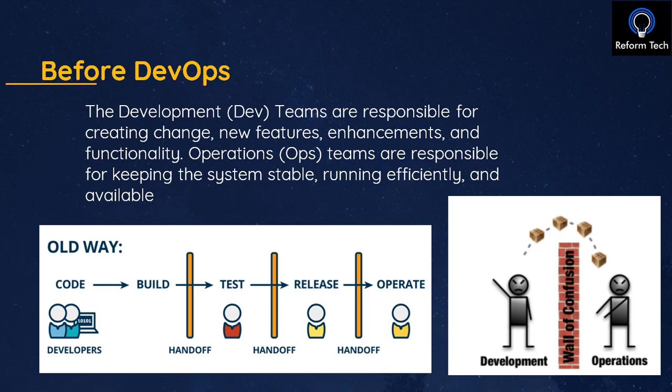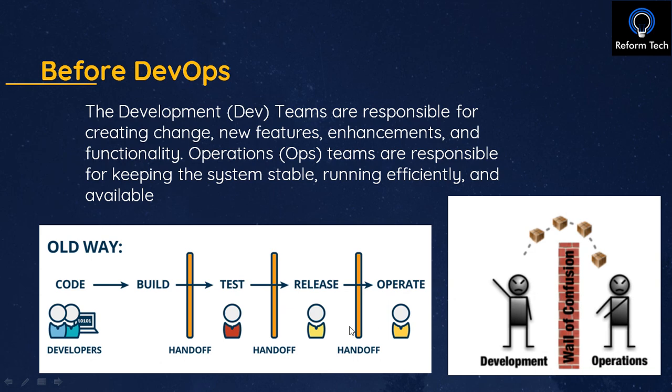Before DevOps, think of some software. If you want to build a software, a developer writes a code and builds it, then passes that to a tester who tests it, and then passes it on to a person who can release and operate it. As you can see in this picture, you're just handing off at each stage, first to the tester, and then to the release and operation team. So it seems like there is a wall between development and operations.